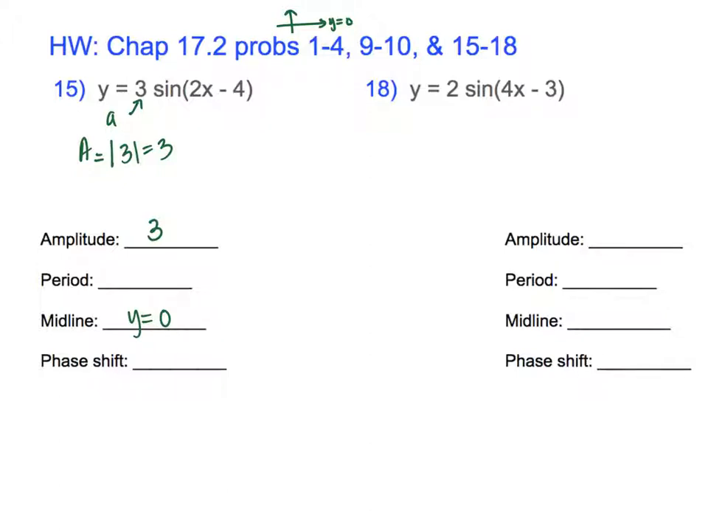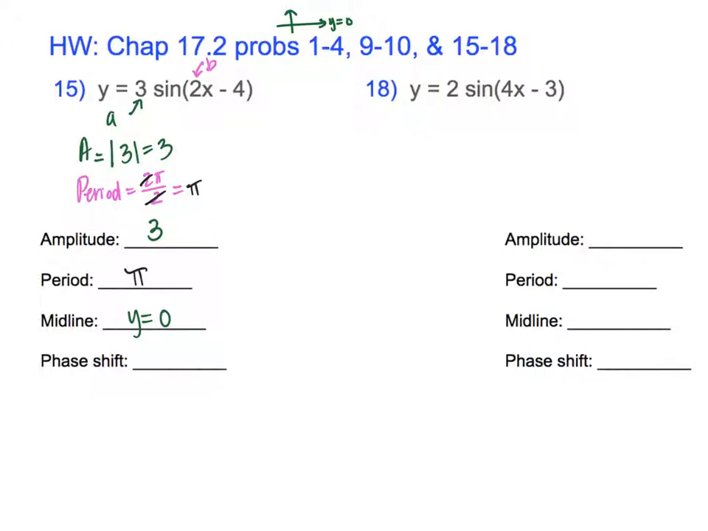My period is something I need to calculate here. Notice that B here is 2. So the period is 2 pi over B, which is 2 pi over 2. The 2s cancel, leaving just pi. So in this case, the period is just pi.